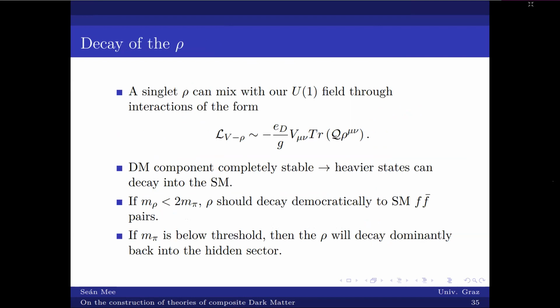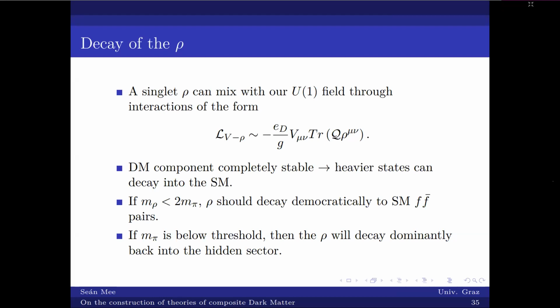Okay, so I'll talk about some of the decays that we can still see in our hidden sector. What we can think of is that our DM component is still completely stable, but some of the heavier states can in principle decay, right? So if our rho is made a singlet, then it's going to be able to mix with our U1 field in some sort of interaction like this, right?